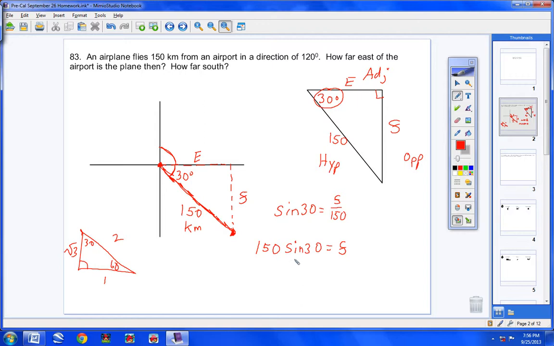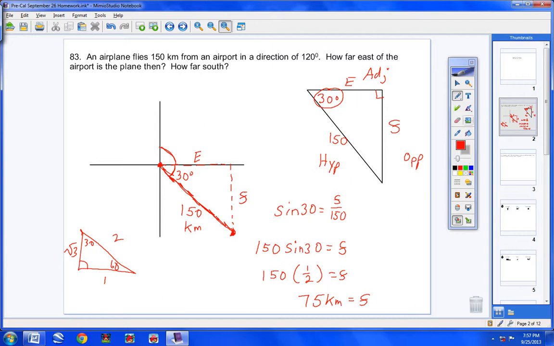Well, I know the sine of 30. Use your special triangle to find it. The sine of 30 is opposite over hypotenuse, 1/2. So 150 times 1/2 would give me S. And 150 times 1/2 is 75 kilometers equals south. So now I know how far down, how far south the airplane is from the airport. The answer is 75 kilometers. And I always check, let me look in the book, I always want to check and make sure I've gotten the answer right so we don't come down to the end and it's incorrect. And that is correct.